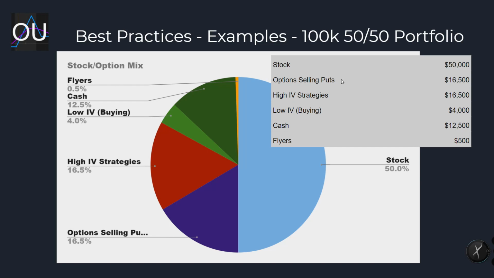And again, this isn't a video on selling puts, but we would typically sell our 84% out of the money, or maybe like a 30 delta, 25 to 30 delta puts.